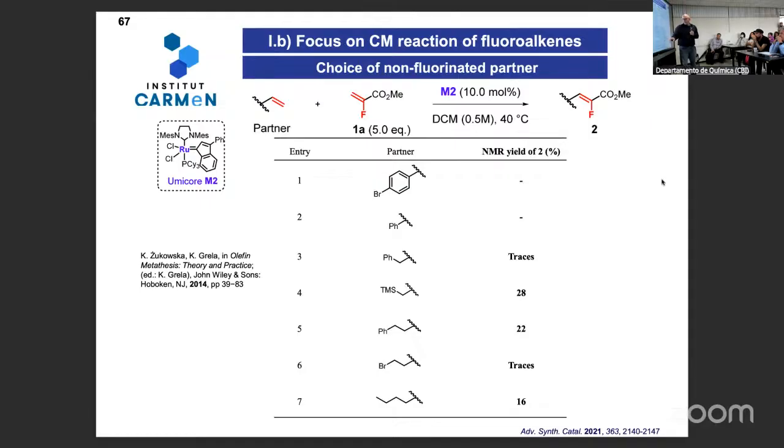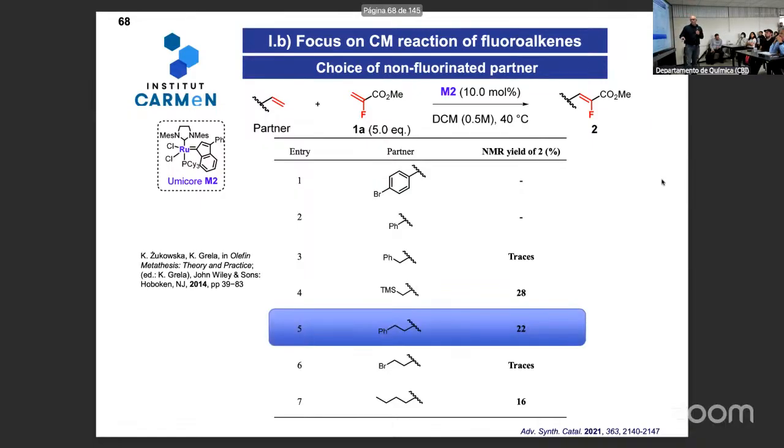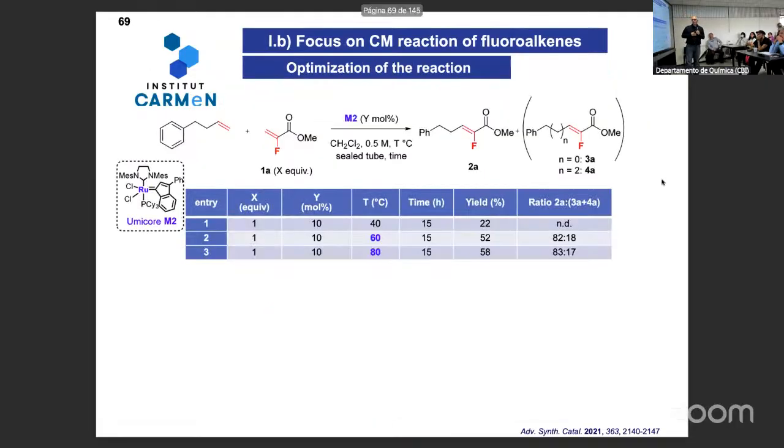With the phenylbutane, we get 22% yield, and with the lactate, 16% yield. So we decided to use the phenylbutane because it was easier to look at under UV light than the TMS. So we decided to optimize the reaction. Using the phenylbutane with 2-fluoroacrylate at 40 degrees, we get 22% yield. If we increase the temperature a little bit to 80 degrees, we get 58% yield.